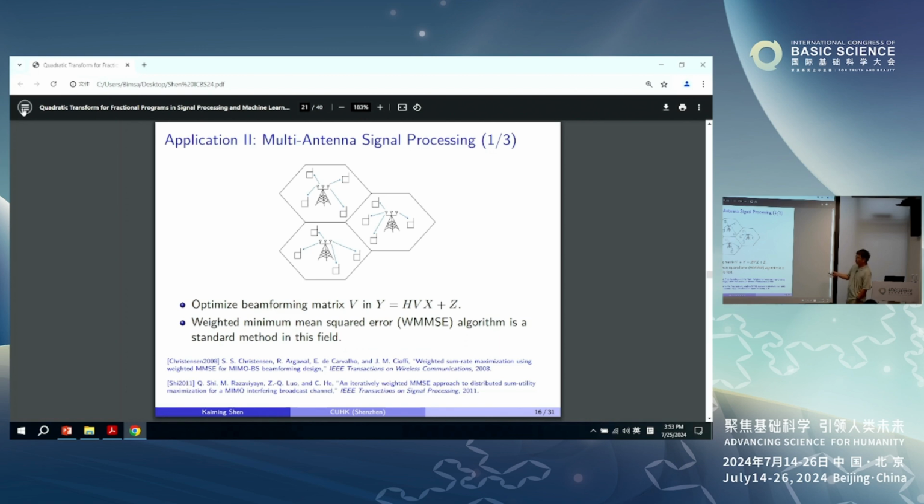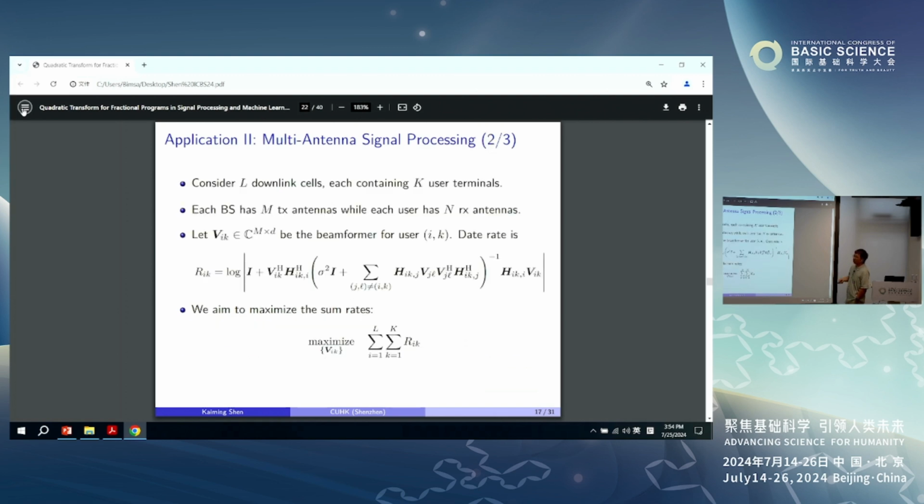So our target is to choose V properly so as to maximize the data capacity of the data transmission. And it turns out that this problem is super difficult. And in my community, the state of the art is the so-called weighted minimum mean squared error algorithm, which is also called the WMMSE algorithm. And this algorithm was proposed by the following 2 papers. I guess each of them has been cited over 1,000 times. Okay, so this is a very famous algorithm in my area.